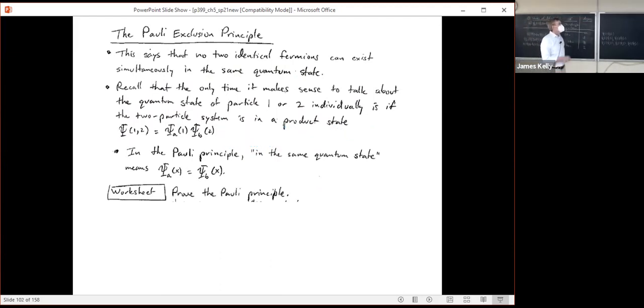And well, we have enough time to do this. Let's just say it in words. How would I prove, if I say the Pauli principle is saying they can't be in the same quantum state? The same quantum state means exactly the same state. How would you justify that we could say that identical fermions can't be in the same state?